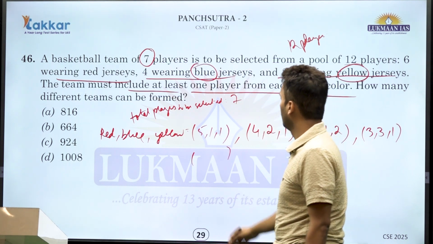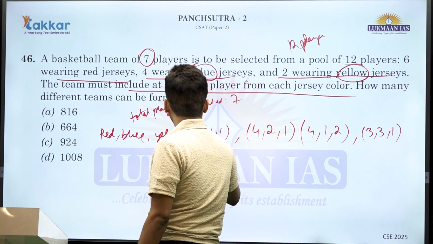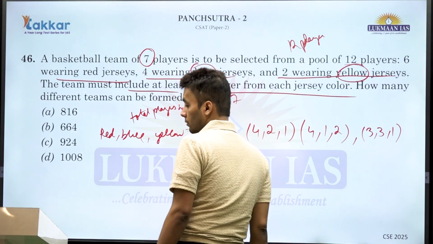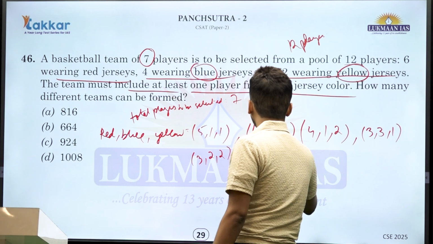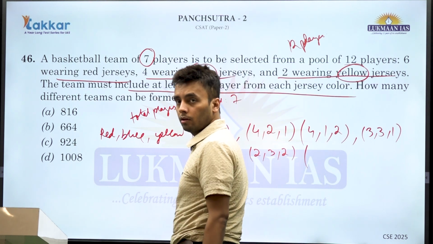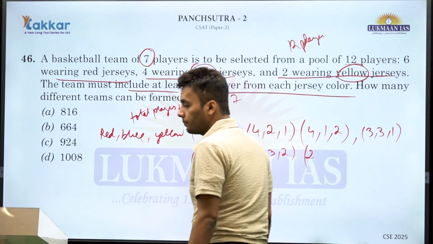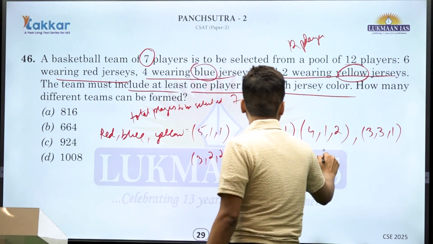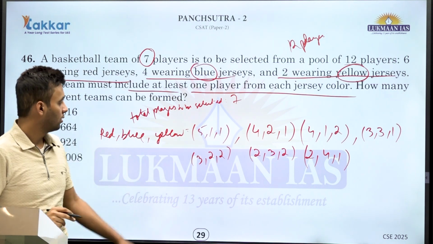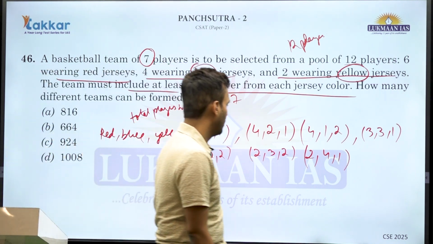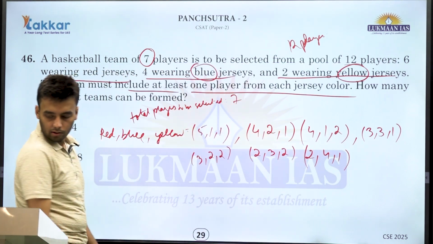Another will be 3 red, 2 blue, 2 yellow. Then it will be 2 red, 3 blue, 2 yellow, and it will be 2 red, 4 blue, and 1 yellow. Apart from this, do we have any combination? 1, 2, 3, 4, 5, 6, 7. No. So since we have these, we can substitute one by one.